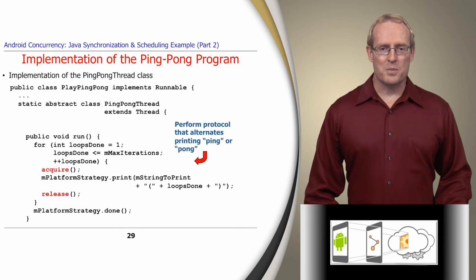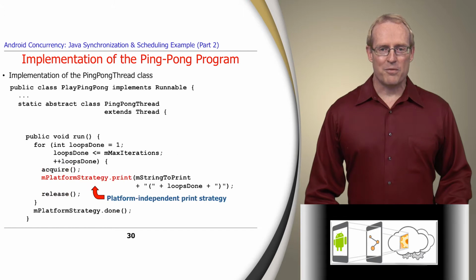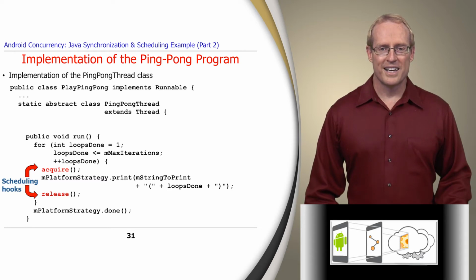Several pattern-oriented aspects are shown in this run template method. First, the platform strategy print method uses the strategy pattern discussed earlier to provide a platform-independent means for writing text to the output display. Second, the acquire and release hook methods play the role of primitive operations in the template method pattern by deferring the specifics of synchronization and scheduling to the PingPongThread subclasses.